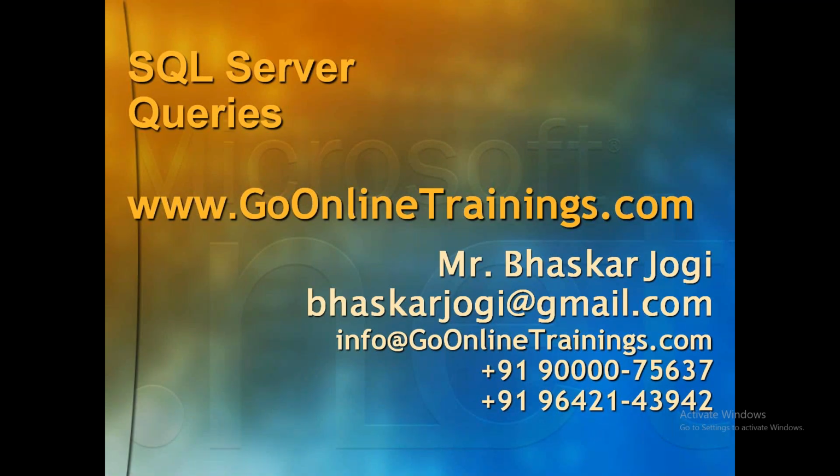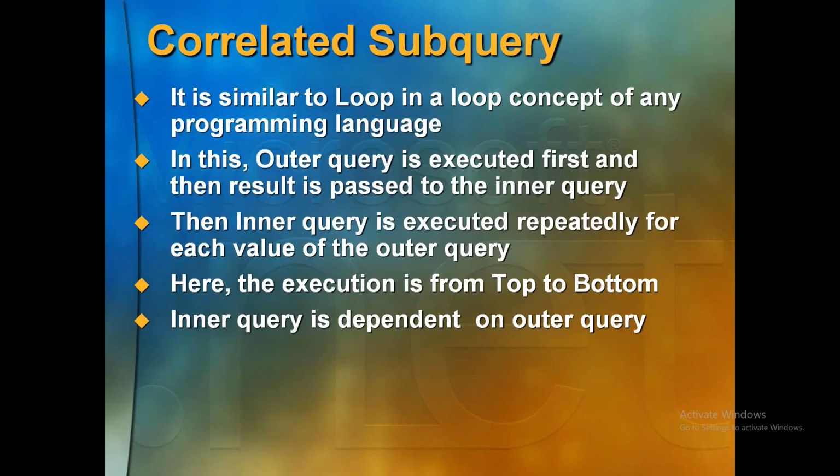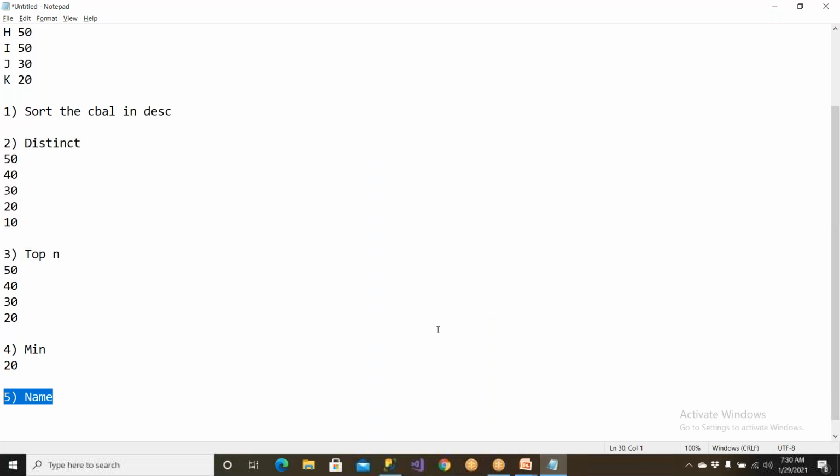Now, the next topic is SQL Server correlated subqueries. Let us understand what a correlated subquery is. It is similar to the loop-in-a-loop concept of any programming language. In this, the outer query is executed first, and then the result set is passed to the inner query. Then the inner query is executed repeatedly for each value of the outer query. Here the execution is from top to bottom. The inner query is dependent on the outer query. Clear? Let us understand.